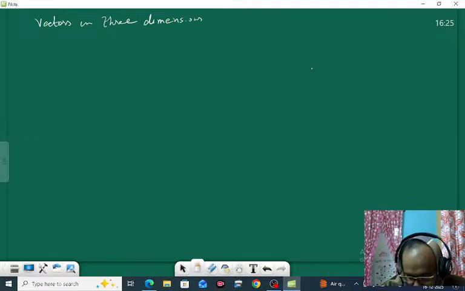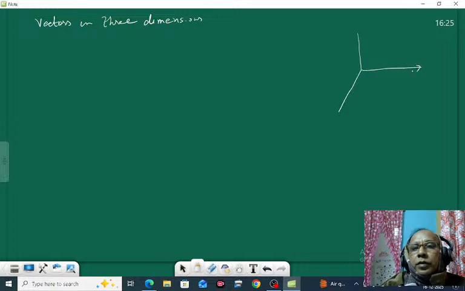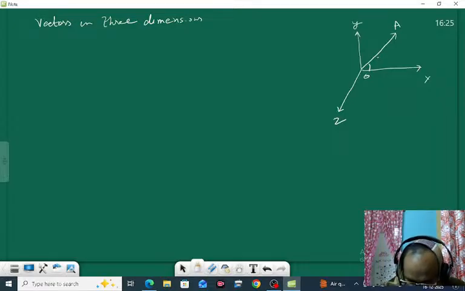Then it can be represented in this way. You can write here OX, OY, and OZ. And if there is a vector A, this is vector A making an angle alpha with the x-axis, beta along the y-axis, and gamma along the z-axis.